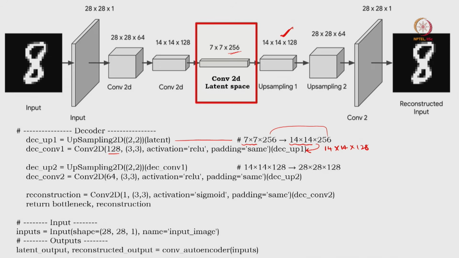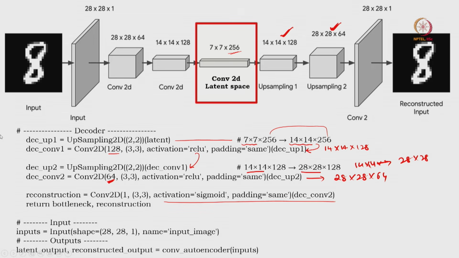Now again you are performing upsampling. When you perform upsampling again, because the scaling factor is 2, 14 cross 14 will now be converted to 28 cross 28. So 14 is changed to 28, and next you are applying it to a convolution which has 64 kernels. So it will be 28 cross 28 cross 64. This is the output that we have obtained, and you are using the last convolution layer.